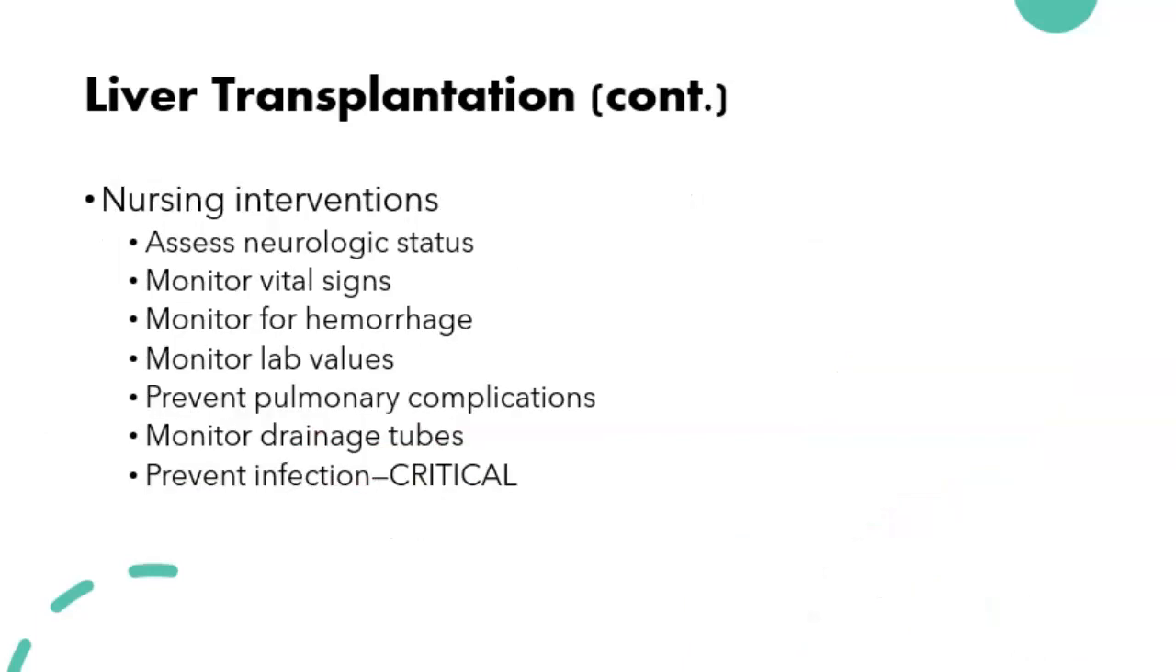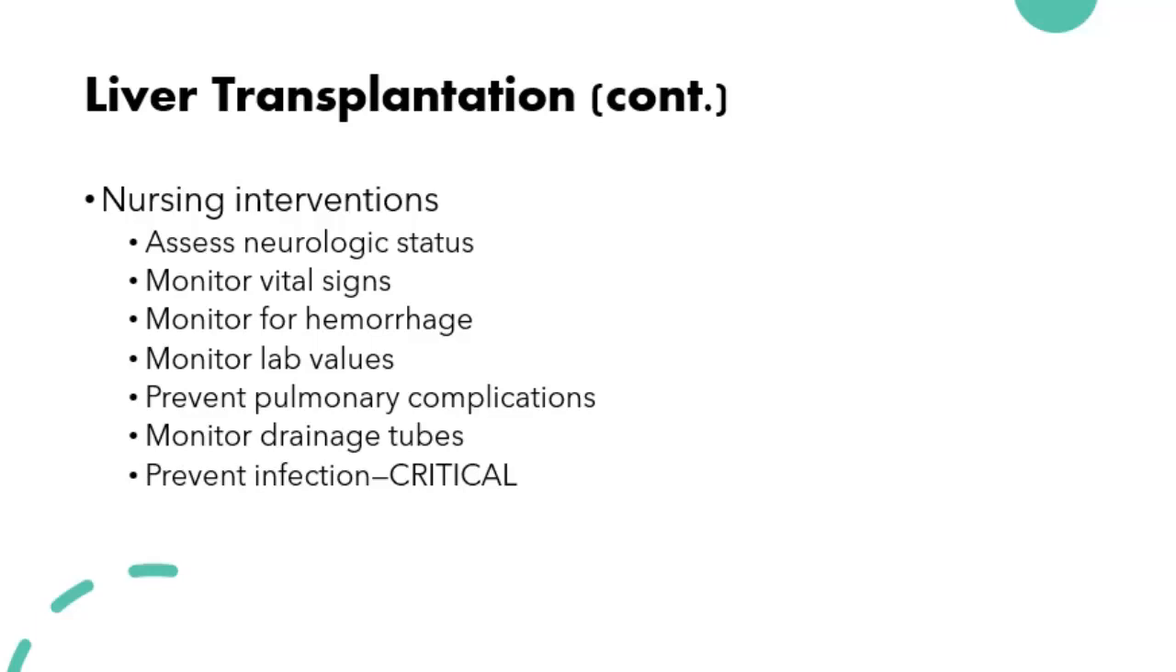Nursing interventions for your patients that have had a liver transplant. You want to assess their neurologic status, monitor vital signs, monitor for hemorrhage, monitor their lab values, and prevent pulmonary complications, so pneumonia, atelectasis, pleural effusions. Make sure they're coughing, deep breathing, using their incentive spirometer, and repositioning every 2 hours. You want to monitor their drainage tubes, so measure and record drainage. Note the color and consistency.